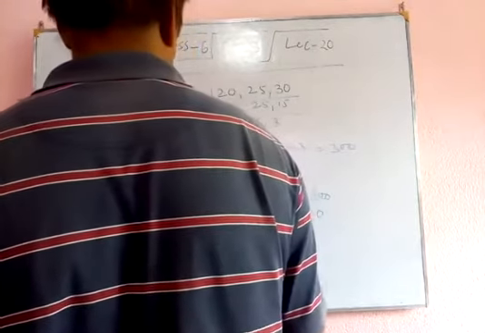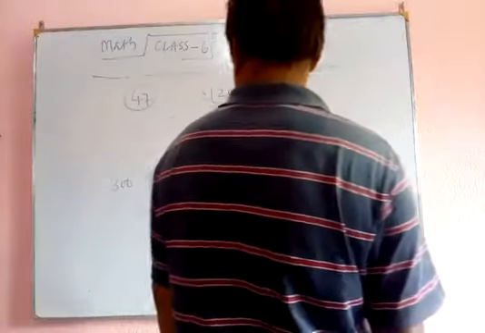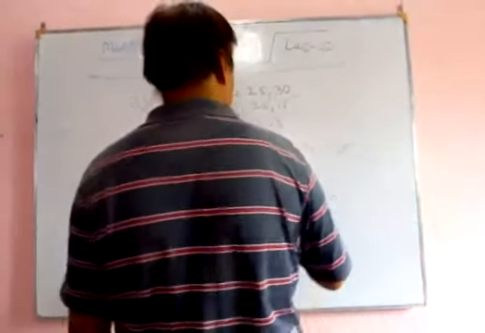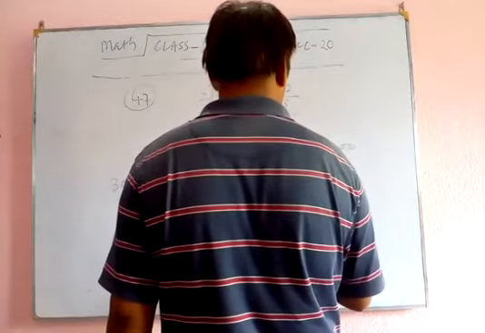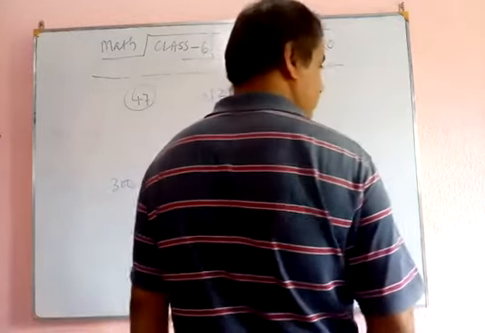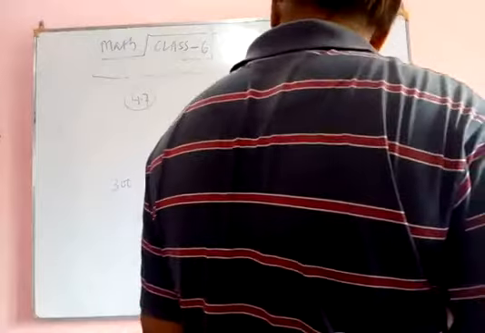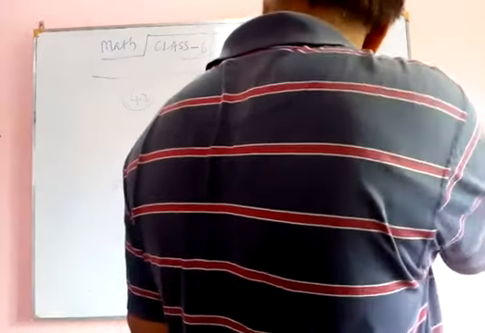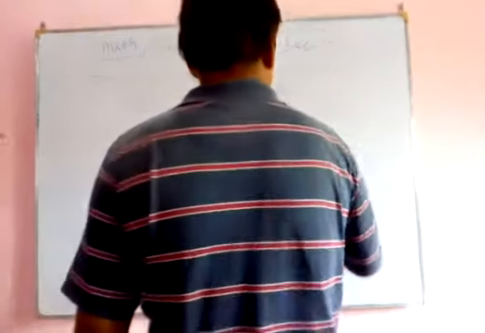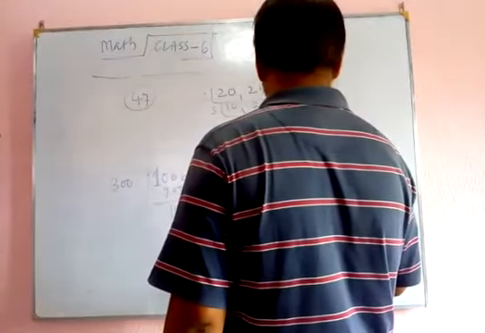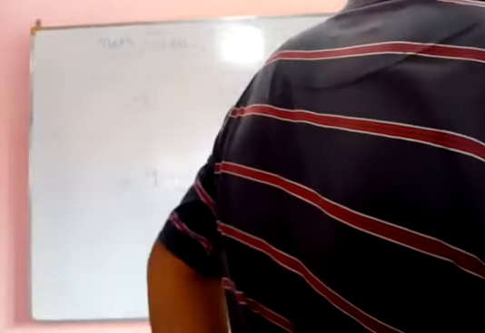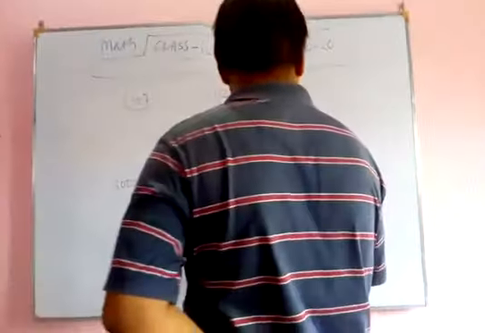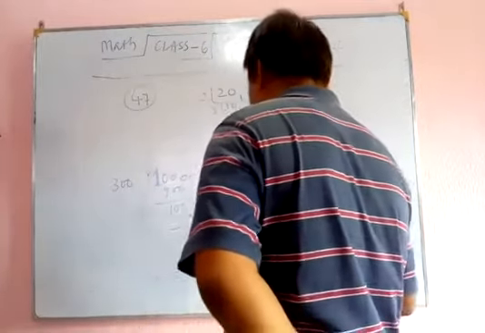But this number is 4 digits, so we will add 300 here, minus the remainder. When we add, we get 10200. So the answer will be 10200.